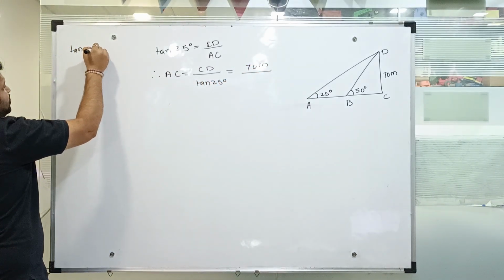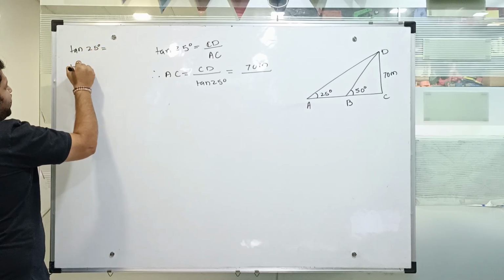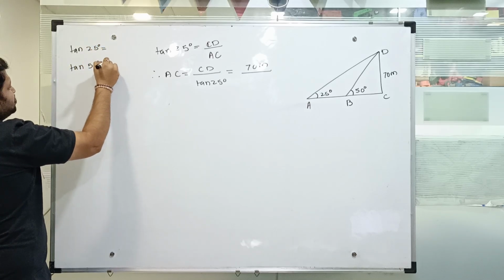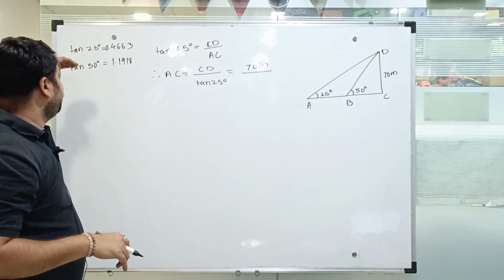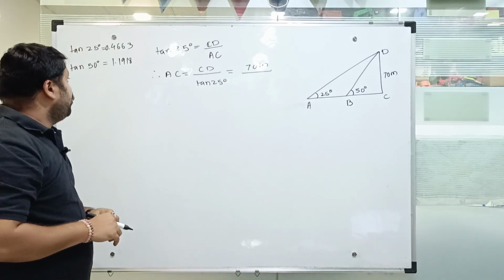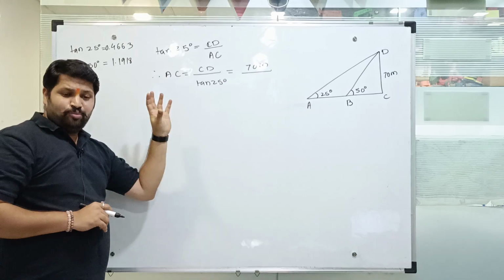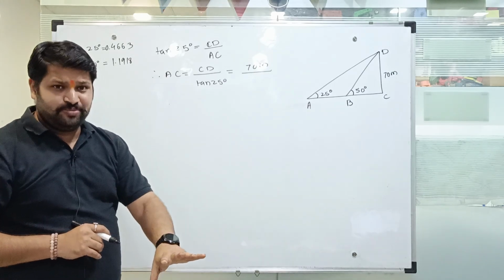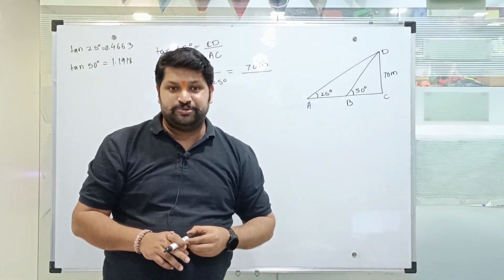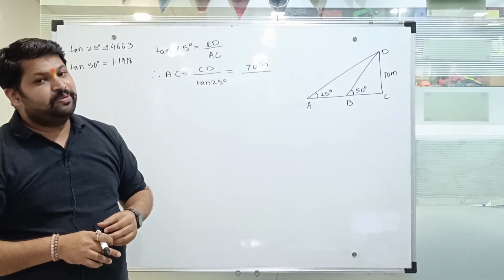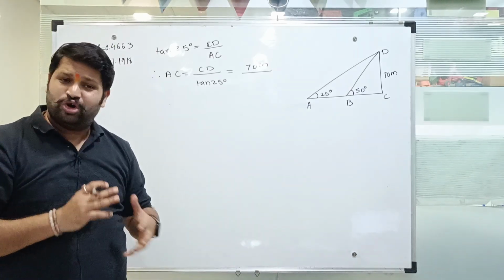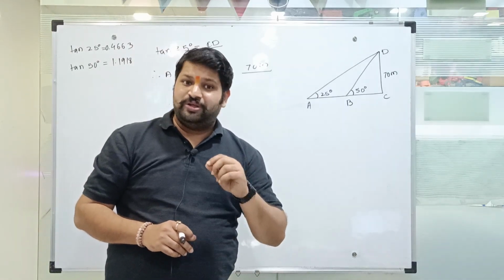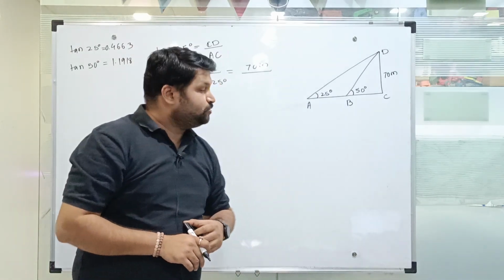So I'll write the values here. Tan 25 degrees is 0.4663 and tan 50 degrees is 1.1918. Both these values I found out from the tables, the trigonometric tables that we get. These tables are available in the stationery shop, so in case you are curious, please go ahead and buy them. They don't cost a lot. However, they do give you a lot of information.